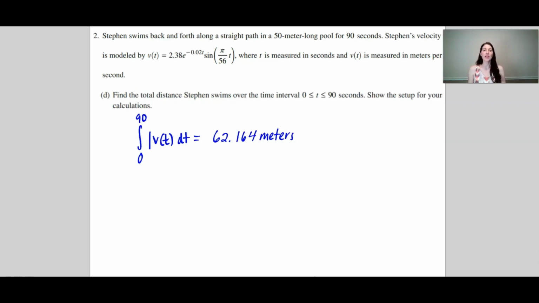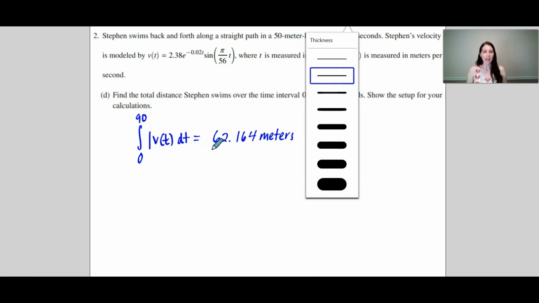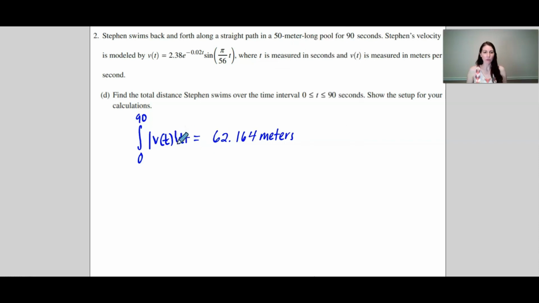The last part was to find the total distance. To find the total distance, you take the integral of the absolute value of velocity. That'll give you the total distance traveled. Because we're going from 0 to 90, those would be the lower and upper bounds of my integral. And once again, I need to find the absolute value. I just realized that I forgot the second absolute value symbol. Whoops, let's put that one in right there. Not as straight as the one before, but there we go, the absolute value of velocity, and I got 62.164 meters.